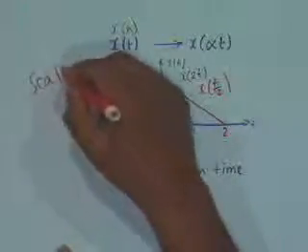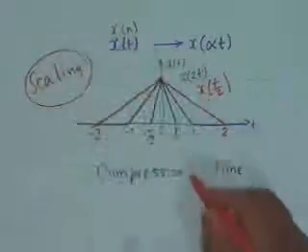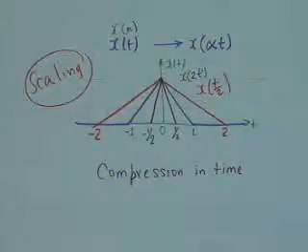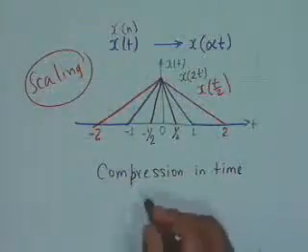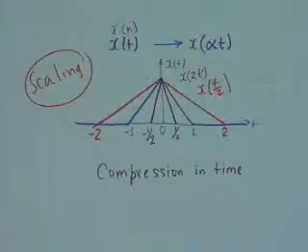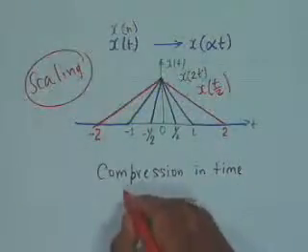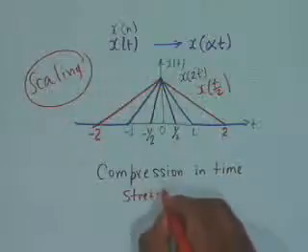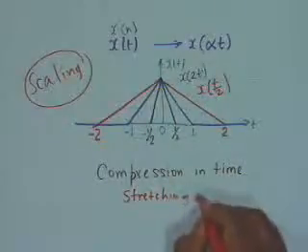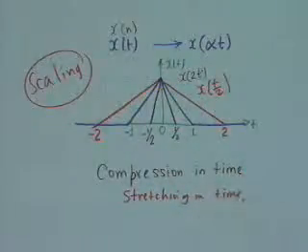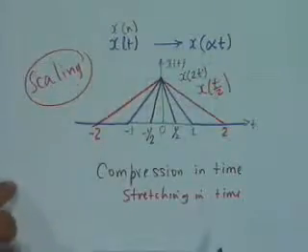The whole process of transformation is known as scaling. Scaling can have two types of phenomena, namely there can be a compression in time or there can be a stretching in time, as we have illustrated. This is the second form of transformation.